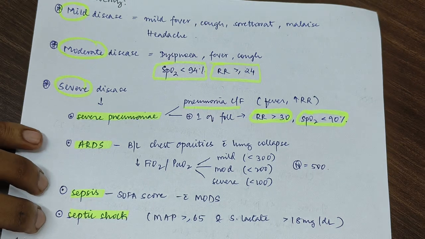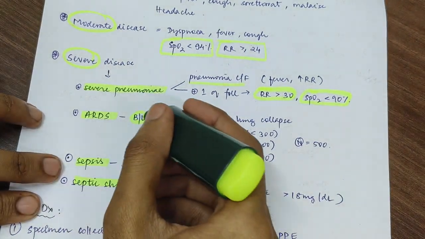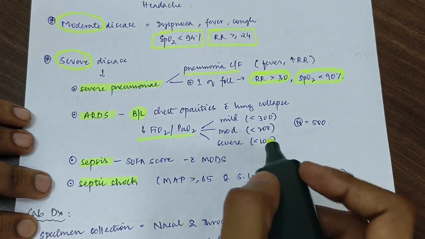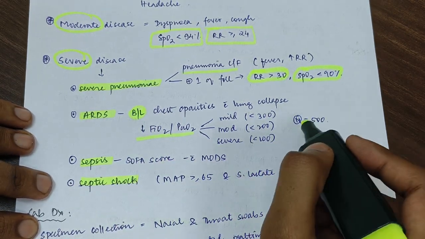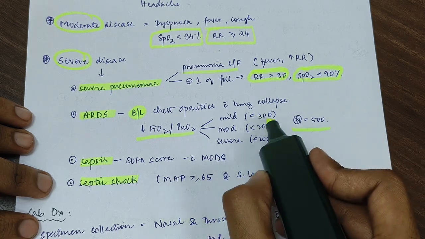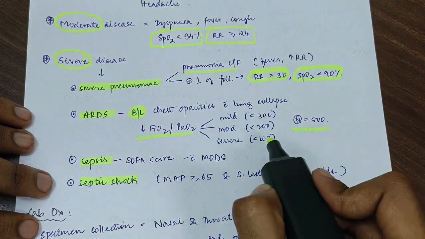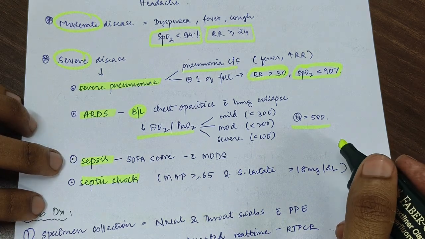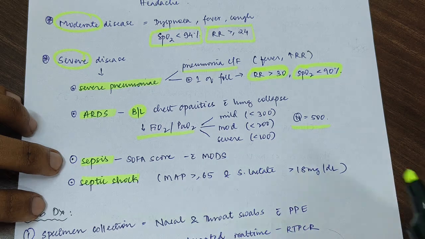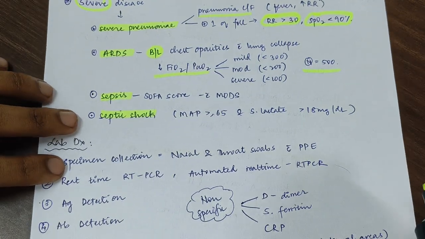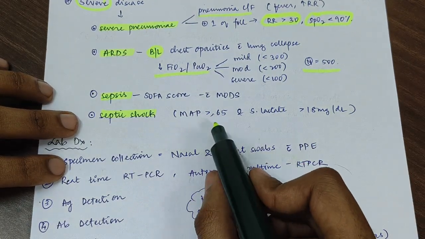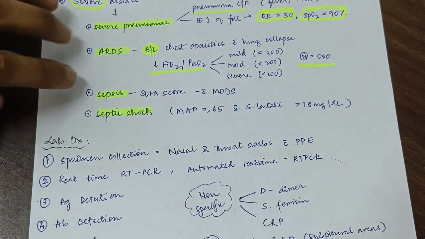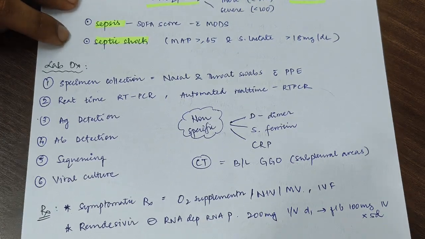Then coming to the ARDS, that is acute respiratory distress syndrome, you are going to see the bilateral chest infiltrates with lung collapse, and you are going to see decreased PaO2/FiO2, and the normal PaO2/FiO2 is 500. If it is less than 300, it is mild, less than 200, it is moderate, less than 100, it is severe. Sepsis, you are going to grade it with qSOFA score, which is accompanied by the multi-organ dysfunction syndrome, that is MODS. Then lastly, septic shock. There you are going to maintain the BP more than 65 mmHg, and serum lactate will be more than 18 mg per deciliter. Going to monitor this.